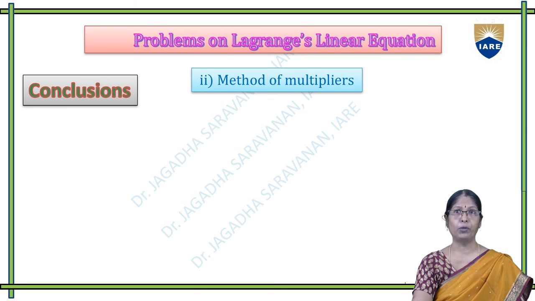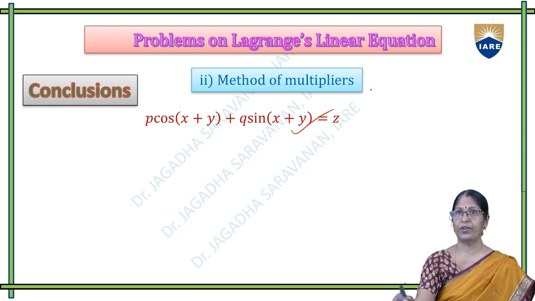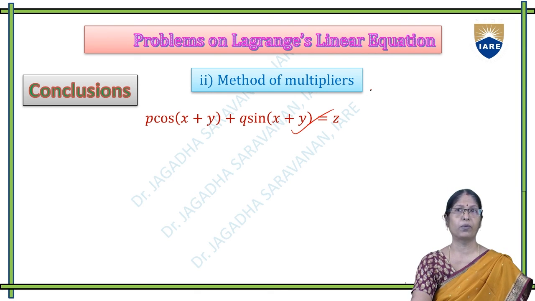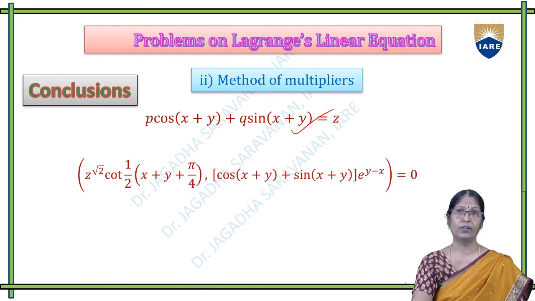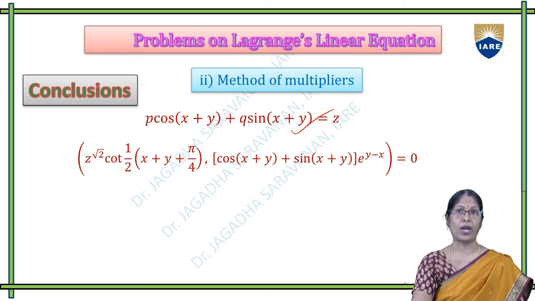Next, method of multipliers. Yes, very difficult. That is a problem containing a trigonometric term that we selected: p into cos of x plus y plus q into sine of x plus y, which is equal to z. We solved it. We obtained the general solution.